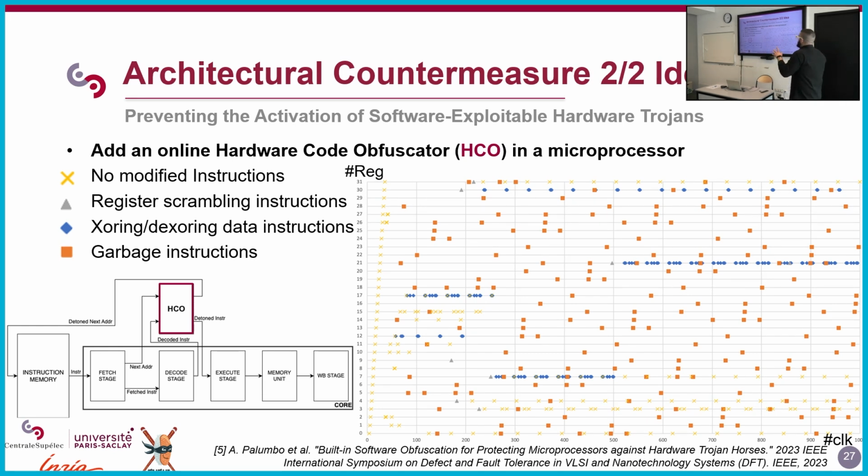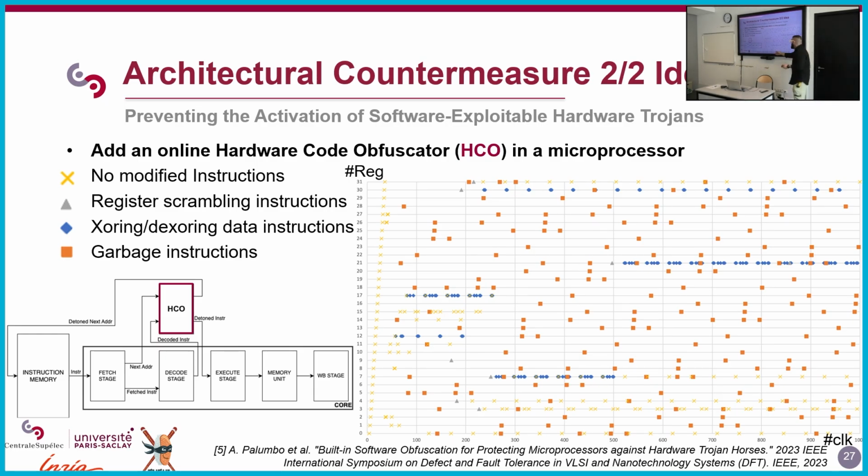This is a program run in which the yellow signs indicate the unmodified instructions. The gray signs indicate the move instructions, the register scrambling. The blue ones indicate the XORing instructions. And the orange ones are the garbage instructions. And in this picture, we have the clock.